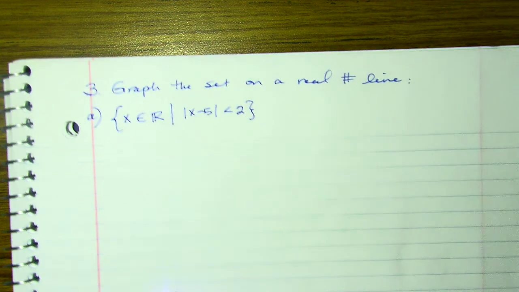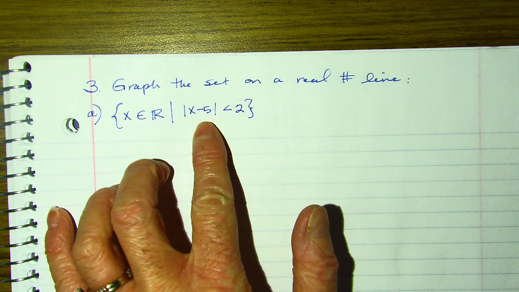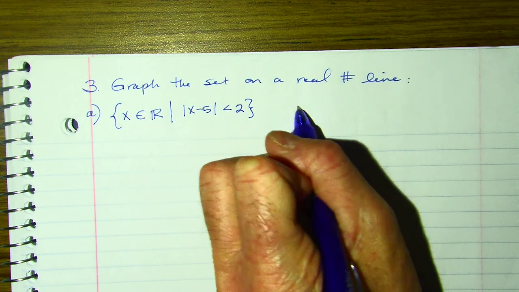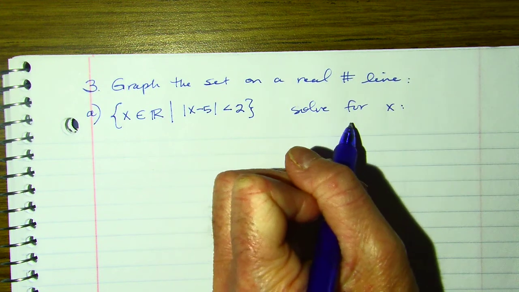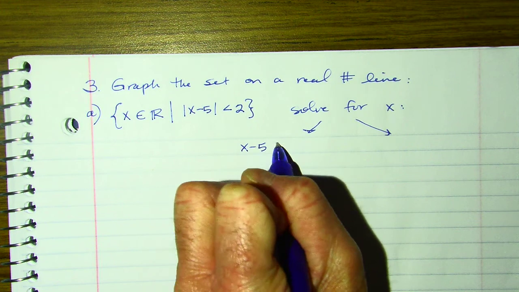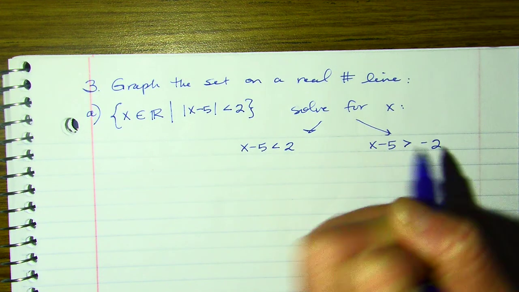Now, this is totally different than what we were doing before. Before we were graphing absolute value on a y and x plane. But here I don't have a y. I just have x. And so that's why this is only on a number line. You have a single variable, not two variables. So the first thing I have to do is solve for x. Now remember, an absolute value, I have to write two equations. x minus 5 is less than 2, and x minus 5 is greater than negative 2.